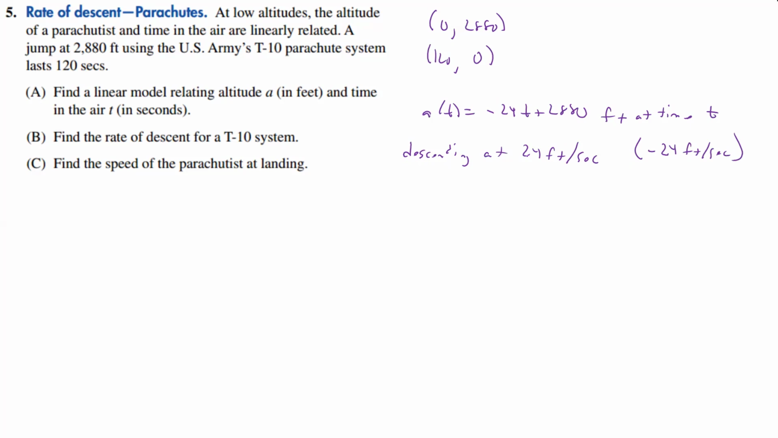Okay. And now we need to find the speed of the parachutist at landing. Well, when they're going down, it's going at that rate. So basically that's the speed it's going to be going. It's going to be going 24 feet per second because it's descending at that speed. So now, it's falling. We're losing 24 feet for every 1 second, or our speed is basically how fast we're going, so we don't worry about the sign. So that's 24 feet per second is going to be our speed of that parachutist.